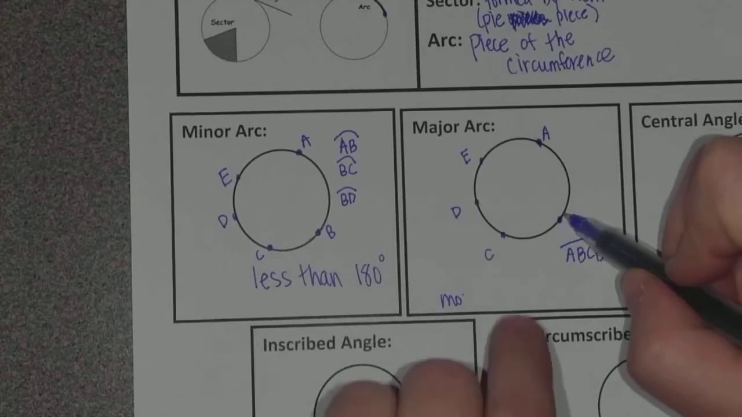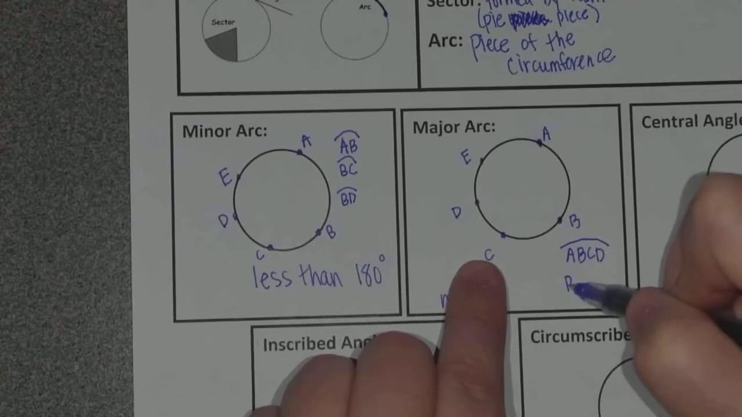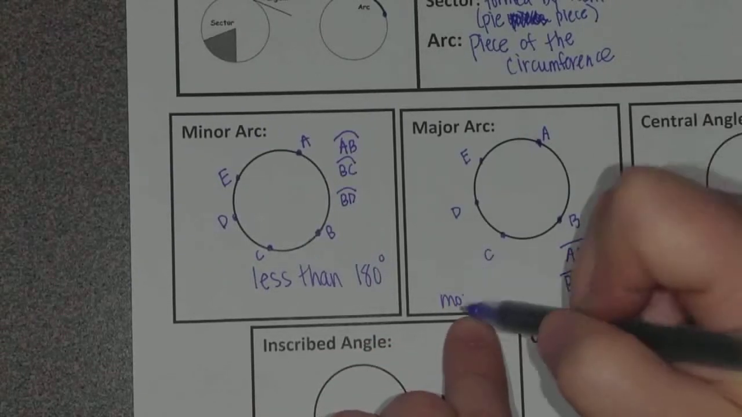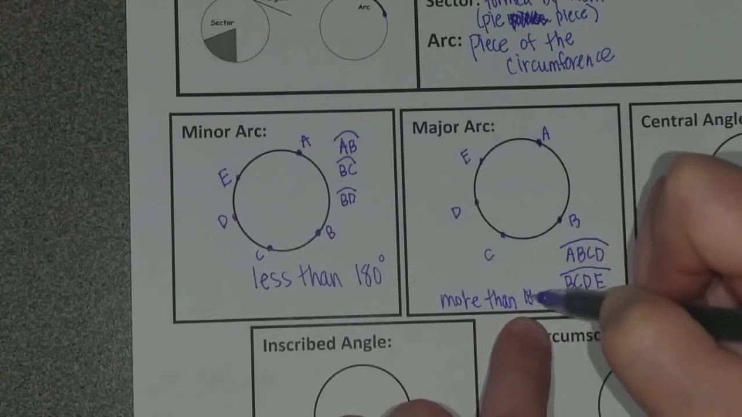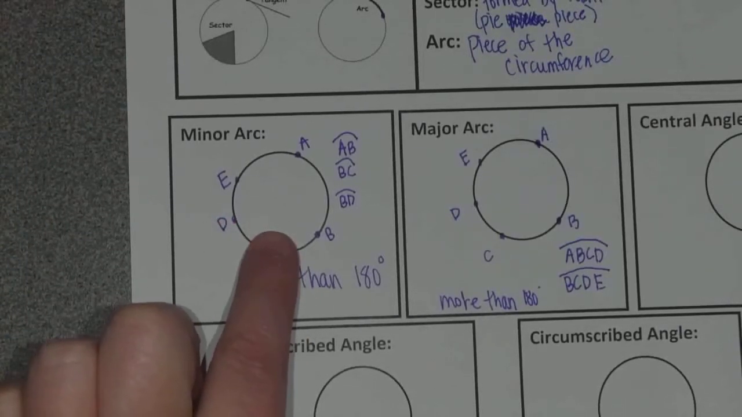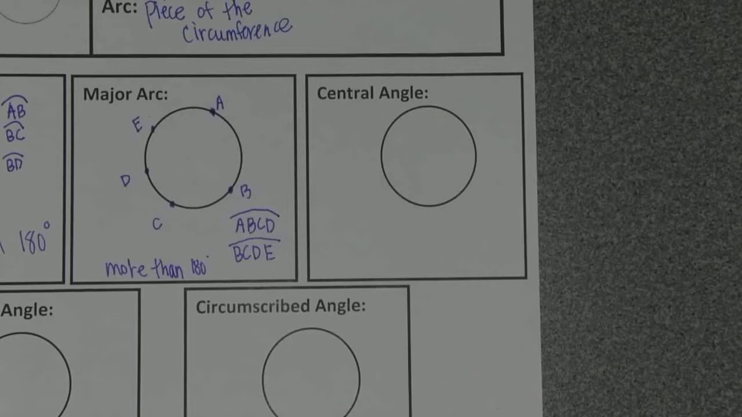So how about, could I go like B, C, D, E? Yeah. That works. Any arc that's more than half the circle or more than 180 degrees would be a major arc. So again, 2 letters on the minor arc, more than 2 letters on the major arc. Okay? All right, what's a central angle then? Anybody think they know what a central angle is going to be?